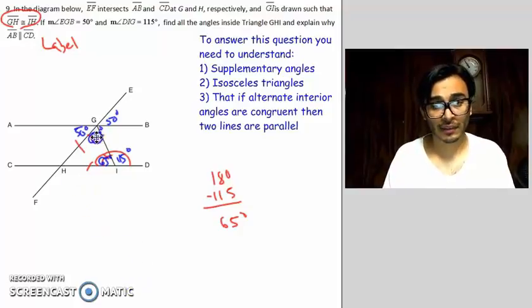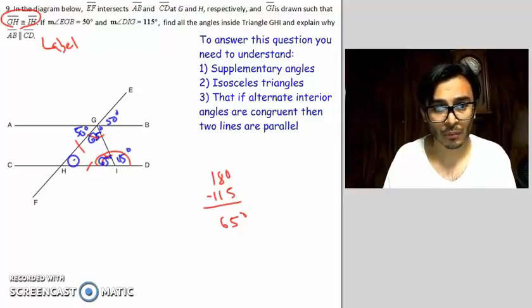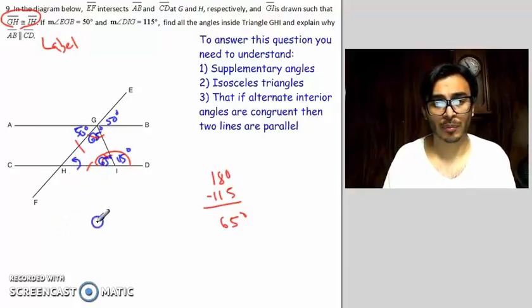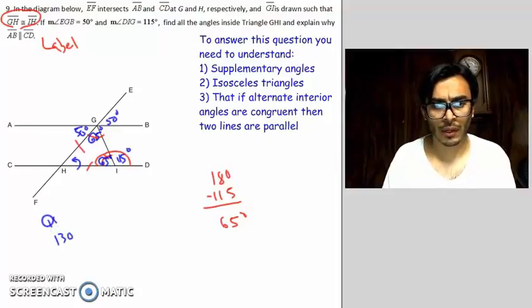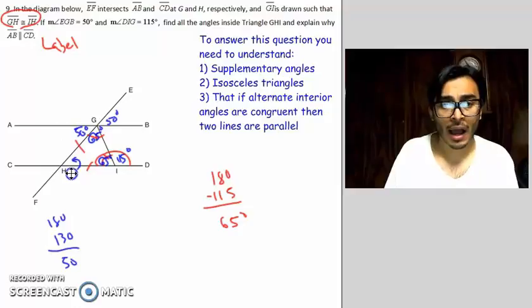Okay, now if that's 65 and that's 65, what's the measurement of angle IHG right over here? What's the measurement of this angle here? Well, 65 plus 65 is 130, and 180 take away 130 is 50 degrees. Aha! So this angle is 50 degrees.